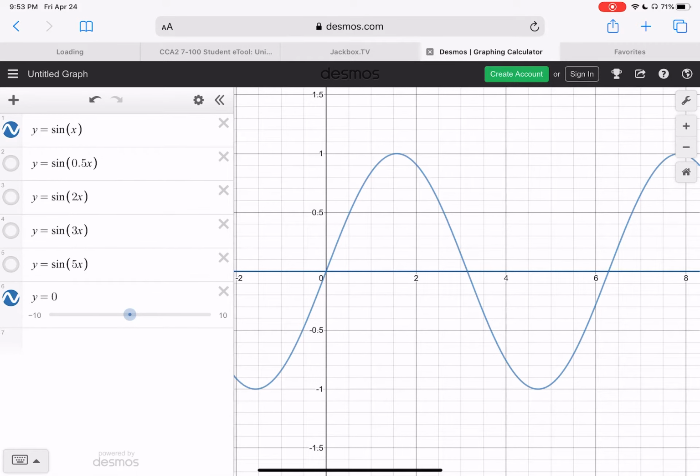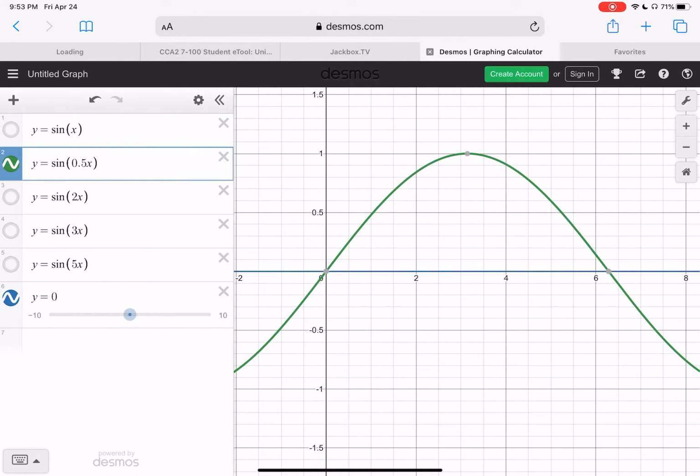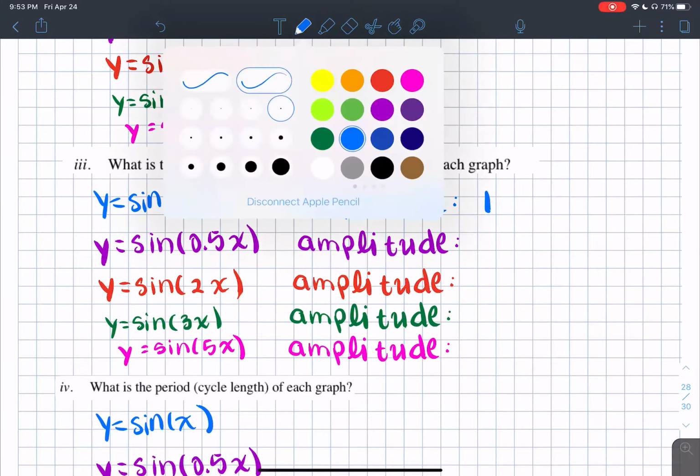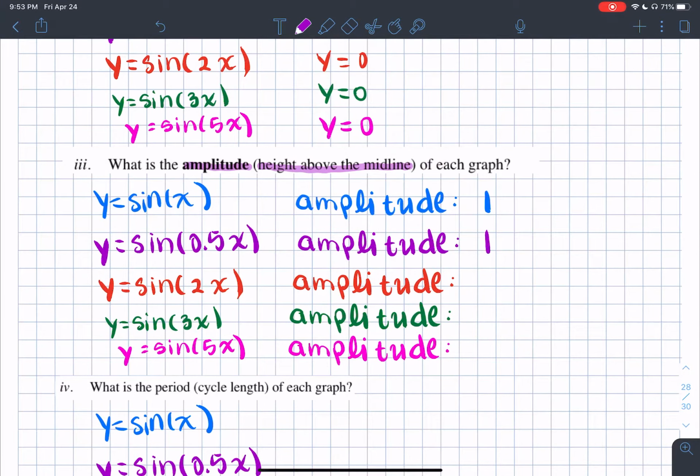So we know that the amplitude of y equals sine of x is 1 because the distance from 0, which is our midline, to the highest point is 1. So let's look at y equals sine of 0.5x. Our midline is still y equals 0, so the distance from 0 to the highest point is 1 again. So that amplitude is 1.